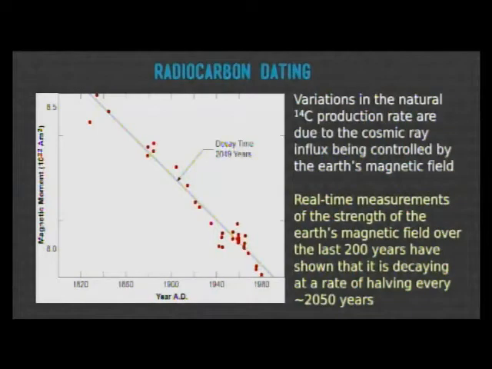Well, interestingly, variations in the natural carbon-14 production rate due to cosmic ray influx is controlled by the Earth's magnetic field. The Earth has a magnetic field, which is why a compass needle points north. Now, real-time measurements of the strength of the Earth's magnetic field over the last 200 years has shown that it is decaying at a rate of halving every 2,000 years approximately.